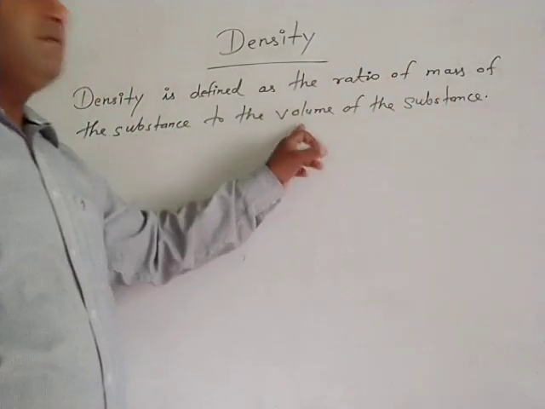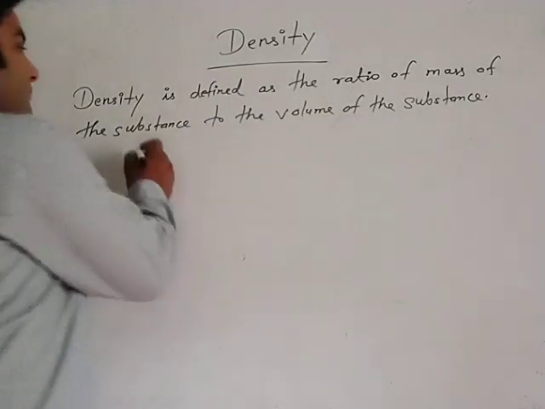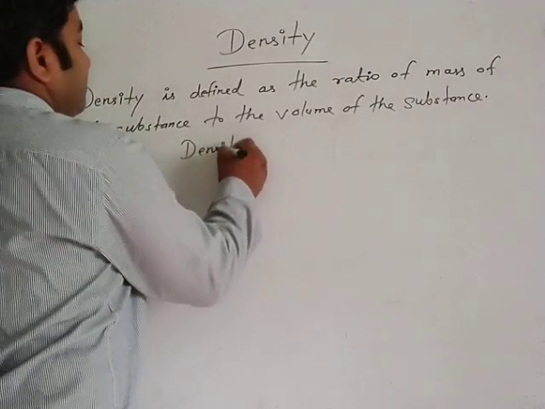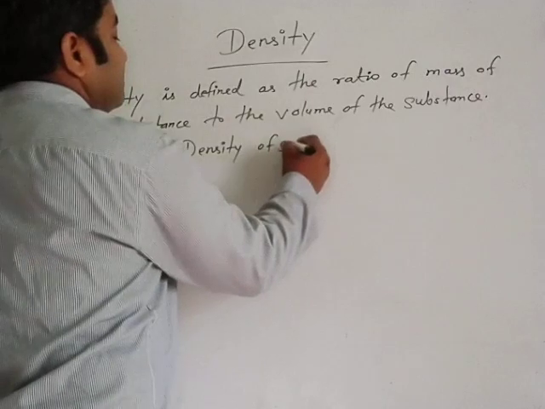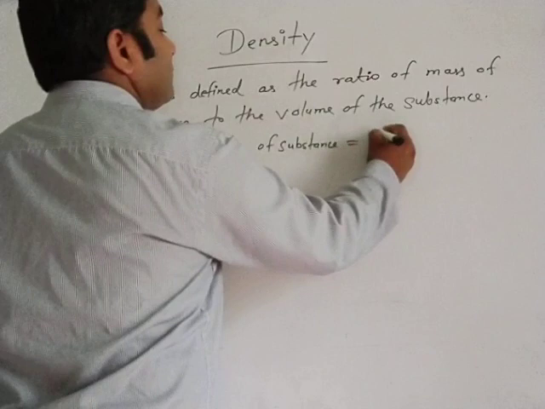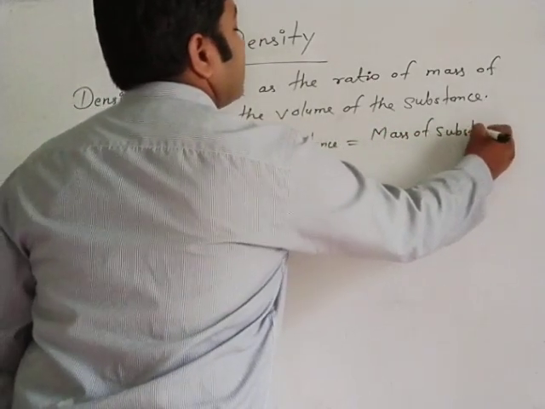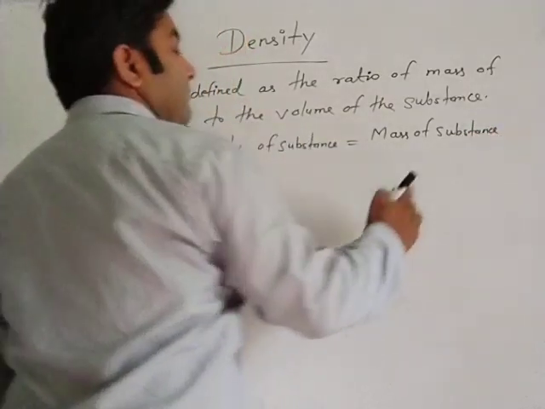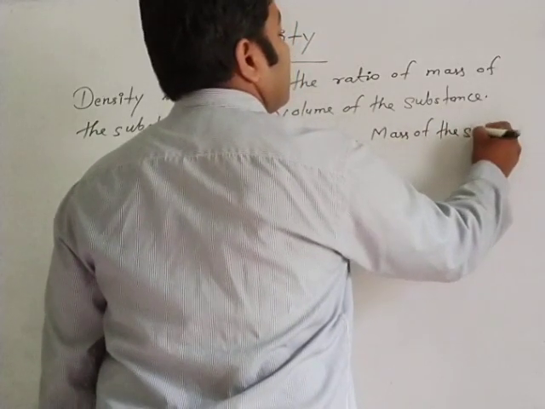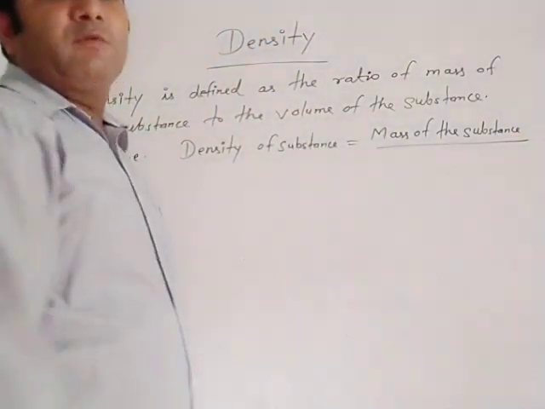It means density is equal to what? Mass upon volume. When the formula is clear, then you can write down that density of substance is equal to mass of substance upon volume of the substance.